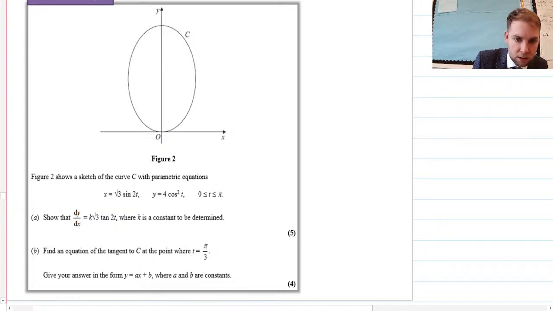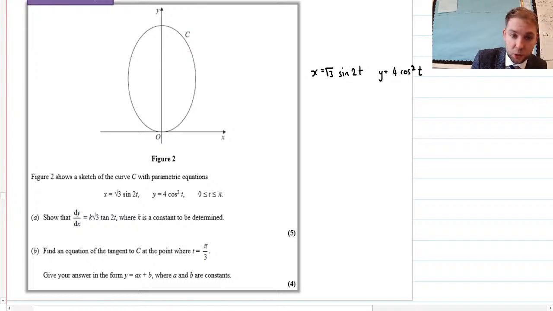So we've got x is equal to root 3 sine of 2t. We've got y, which is equal to 4 cos squared t. Now that's going to be the chain rule, just thinking about that already. Show that dy by dx is equal to k root 3 tan 2t. So, this is worth 5 marks.